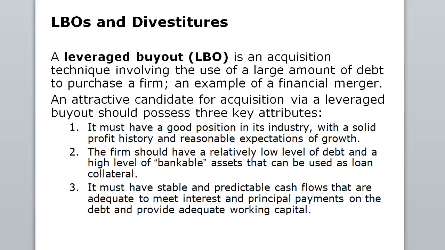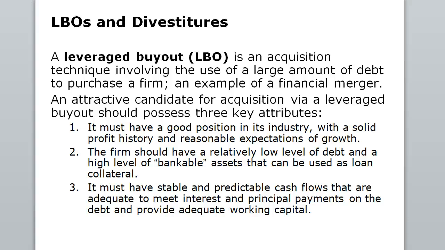Two, the firm should have relatively low levels of debt and a high level of bankable assets that can be used as collateral for the loan. So again, the brand Dunkin' Donuts is a huge asset because the brand is well known, and that was the collateral for the loan that eventually purchased Dunkin' Donuts from private owners. And then that company was later restructured and reissued as a public company, making the management team that put together the leveraged buyout very wealthy based on that one transaction.